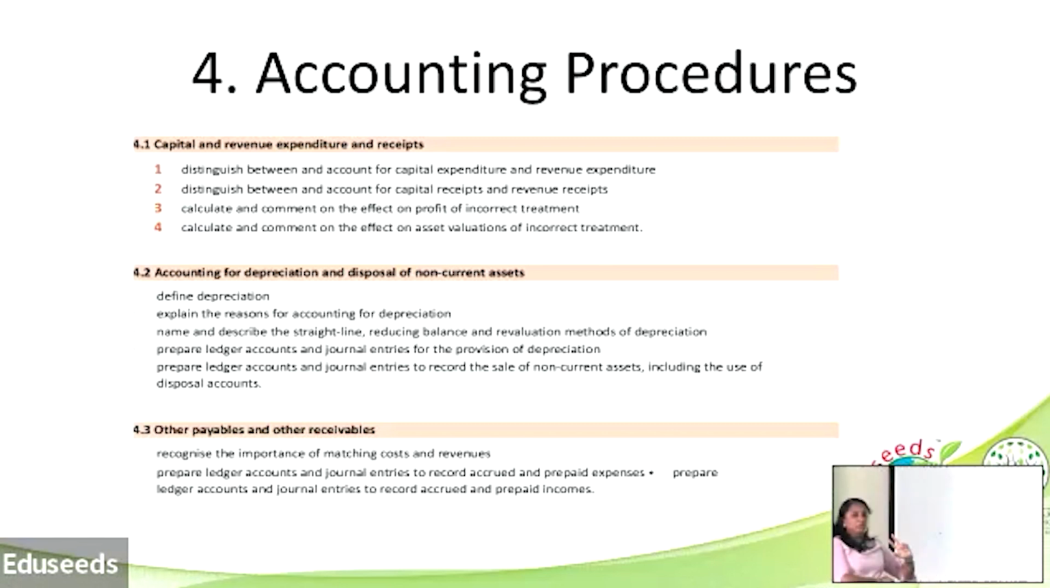So different organizations use different methods, or sometimes in the same organization, they use different methods for different non-current assets, right? And sometimes you also will dispose of the non-current asset after certain years. Okay, how to record in your ledgers or journals when you dispose of your assets? Yeah, the last one: prepare the ledger account and journal entries to record the sale of a non-current asset, including the use of a disposal account. Okay, all this you need to be familiar with when you talk about depreciation, right?